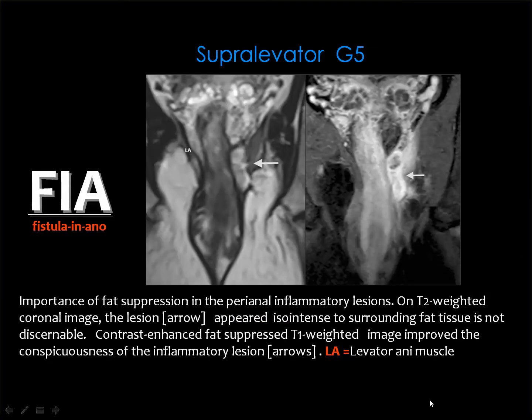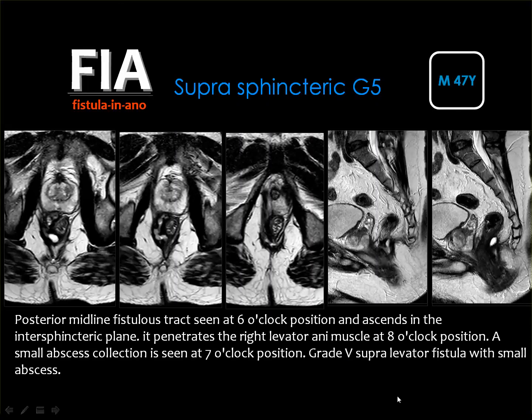levator. And then this is another example of supralevator fistula, and here is the level of the levator ani, and you can see that the lesion extends above the levator, surrounded by extensive inflammatory material. Another example of the supralevator fistula, and here you see the fistula tract with a right branch between the sphincters. Then if you follow the fistula in the sagittal image, you can see that there is a part of the fistula tract crossing the levator, and this part is above the levator.